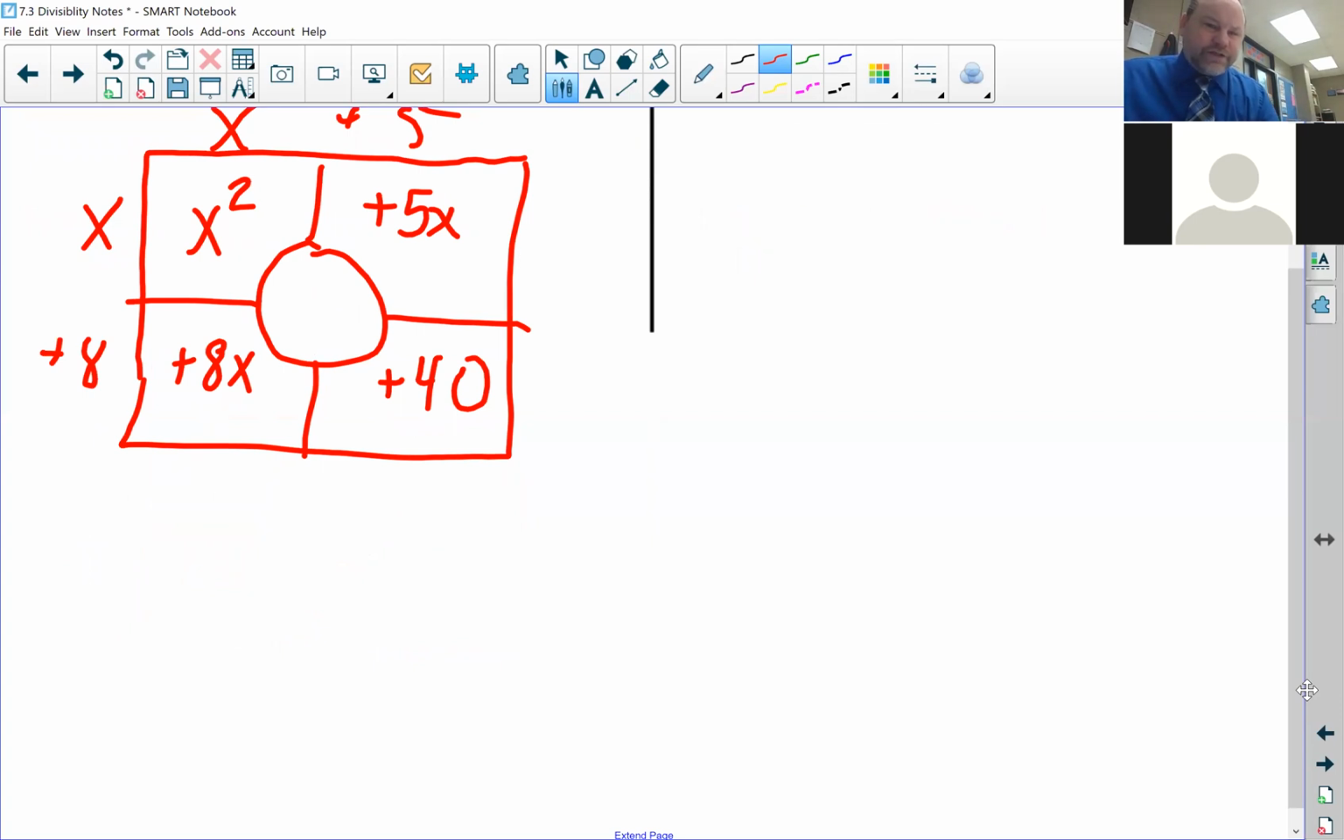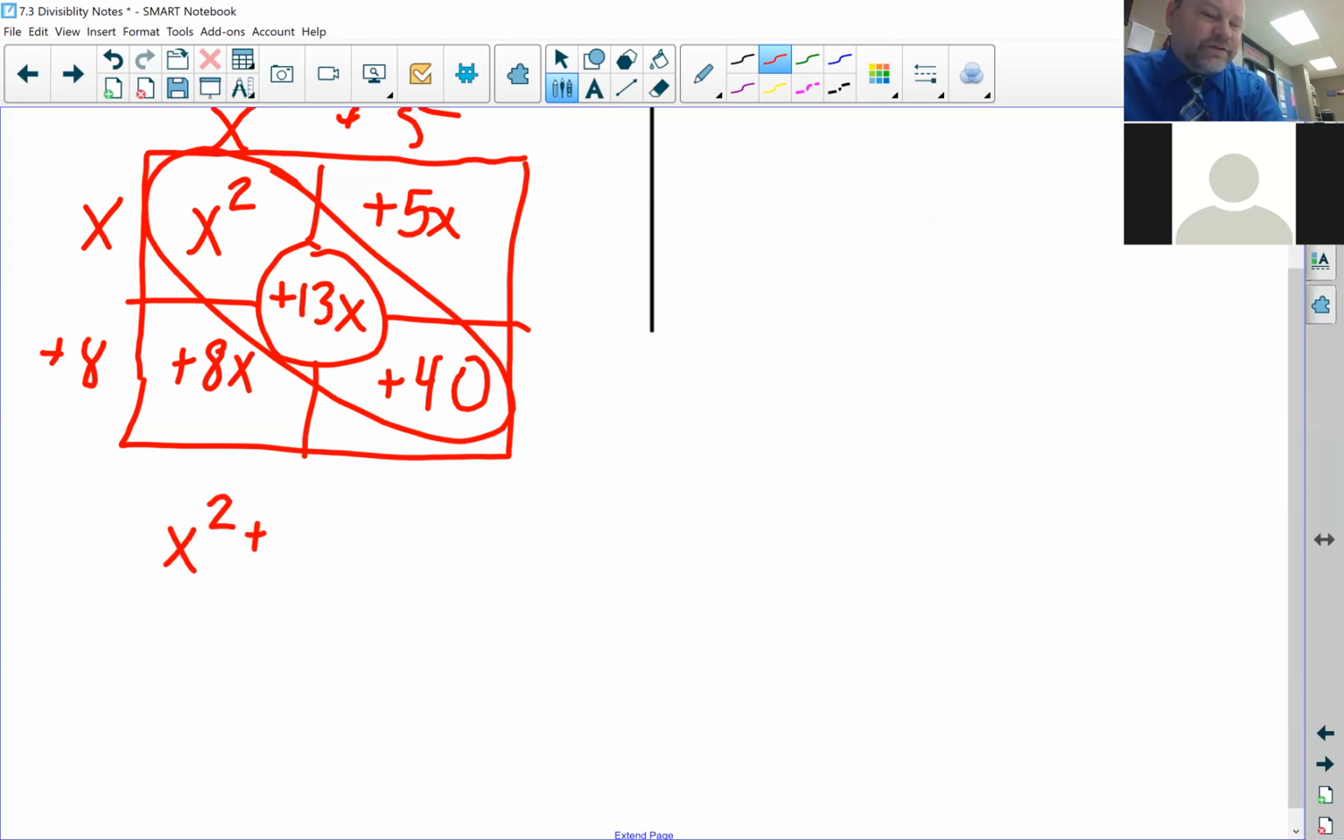And again, one of the reasons I like the box method, especially for a binomial times a binomial, is it sets those like terms up on opposite sides of that circle. Actually, that's why I put the circle there, because my like terms are going to go inside, and then my answer can be found in that diagonal if it's a binomial times a binomial.